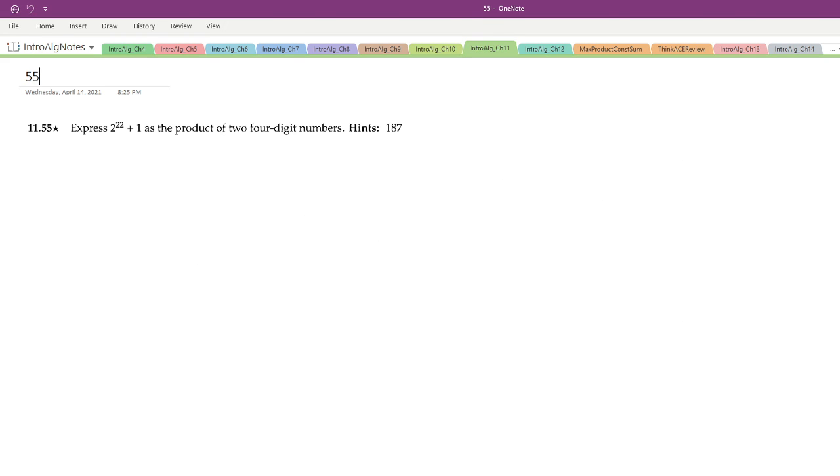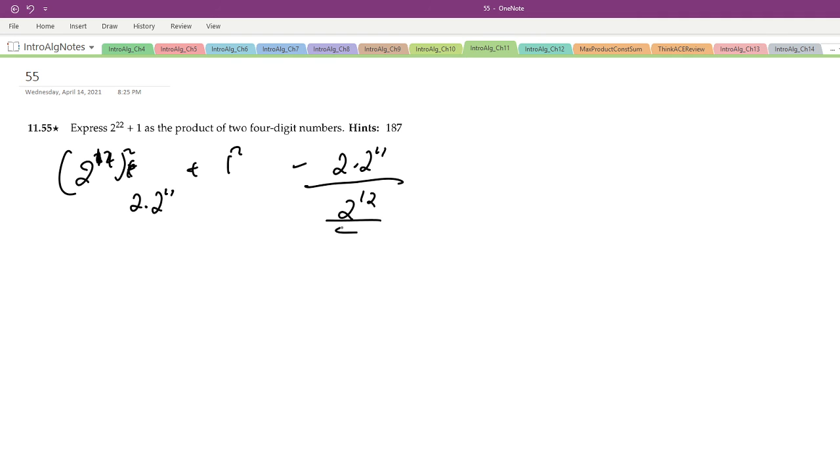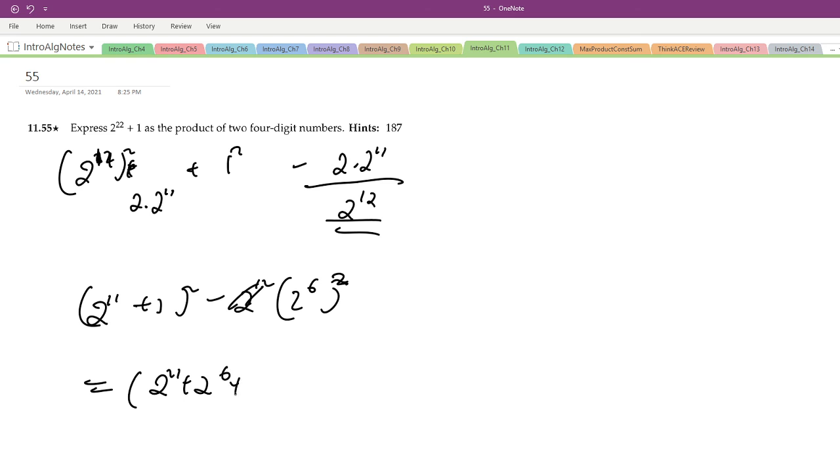Okay, next. So the similar thing, okay? So 2 to the 22 plus 1, right? It's 1 square and 2 to the 11 square. Then you can see in order to factorize, we need 2 times 2 to the 11, then we need minus 2 times 2 to the 11. This is 2 to the 12, right? So this is the square. So that's why we can write as 2 to the 11 plus 1 of the square minus 2 to the 12, okay? This one is 2 to the 6 of the square. So now use the difference of the square: 2 to the 11 plus 2 to the 6 plus 1 and 2 to the 11 minus 2 to the 6 plus 1.